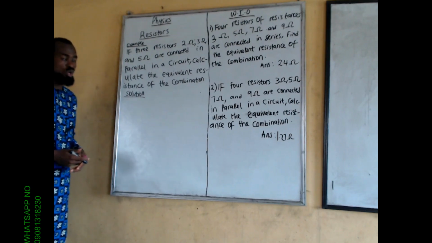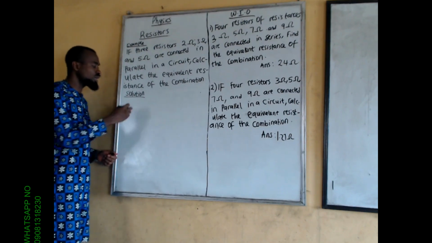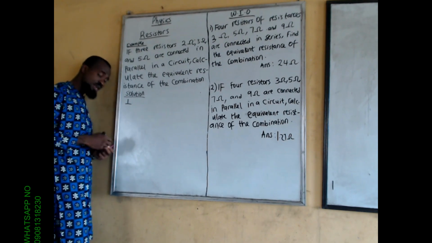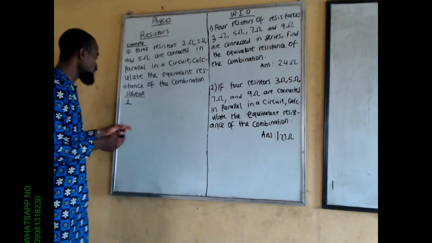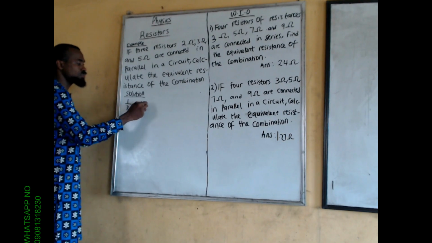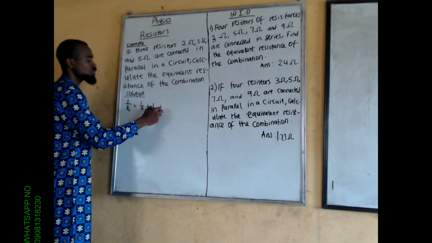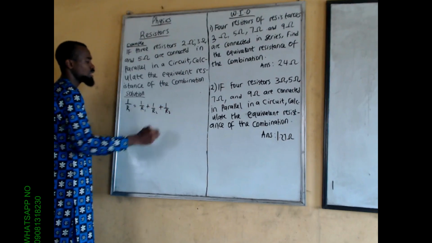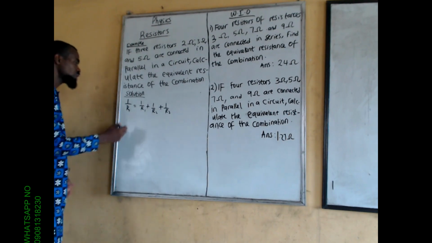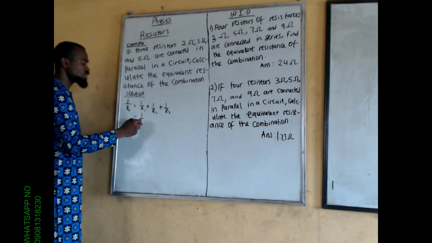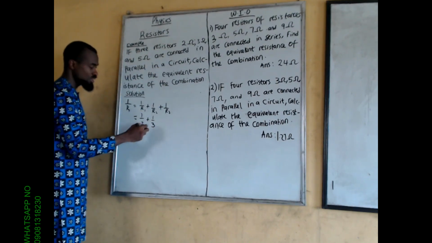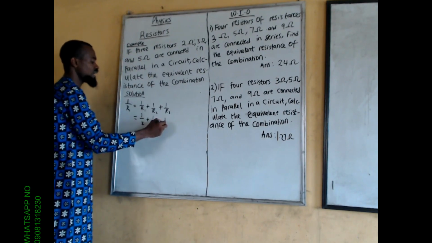As we know, when you are calculating the equivalent resistance or total resistance of resistors connected in parallel, the formula is 1 over R1 plus 1 over R2 plus 1 over R3, based on the idea that we only have three resistors in this question. The first resistor is 2, so it's 1 over 2 plus 1 over 3 plus 1 over 5.